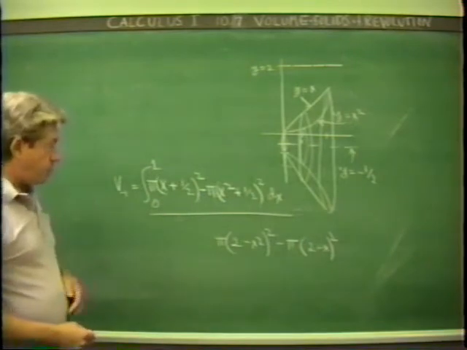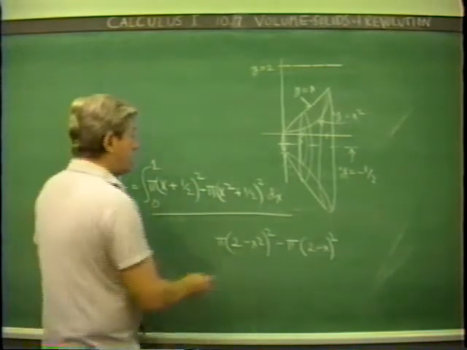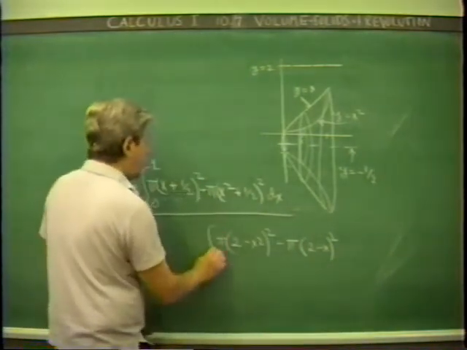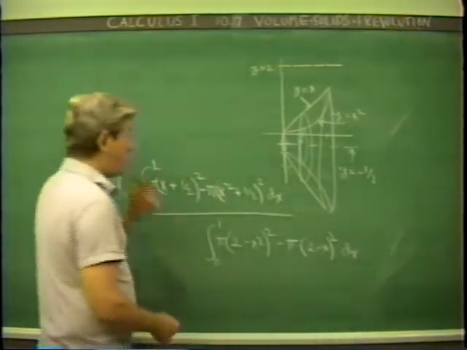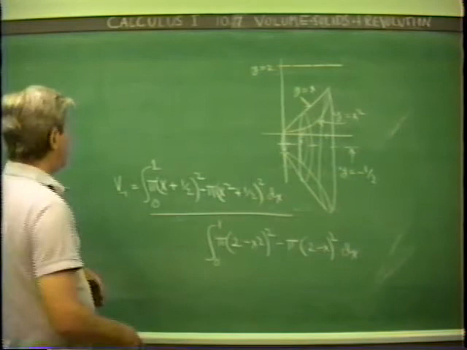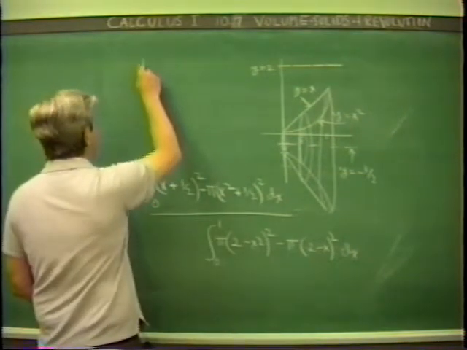So that squared times pi is the area of the inside circle. This is the cross-sectional area. If we now integrate this from 0 to 1 with respect to x, it's going to give the volume.